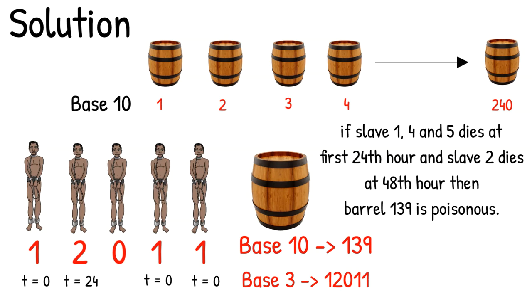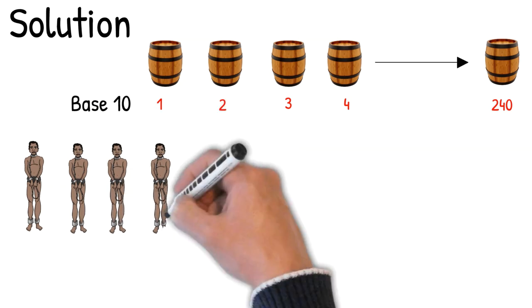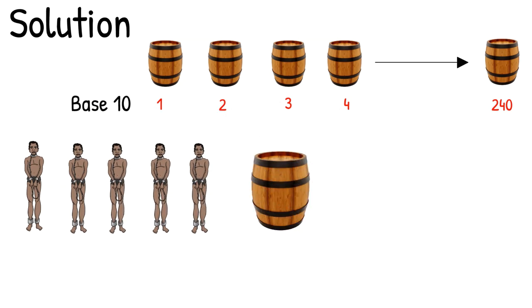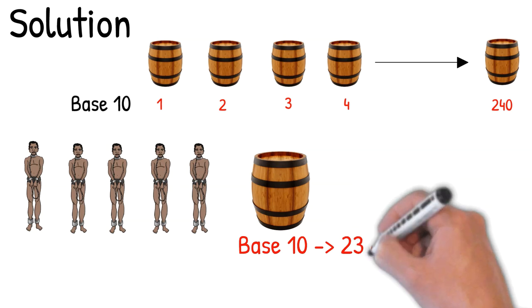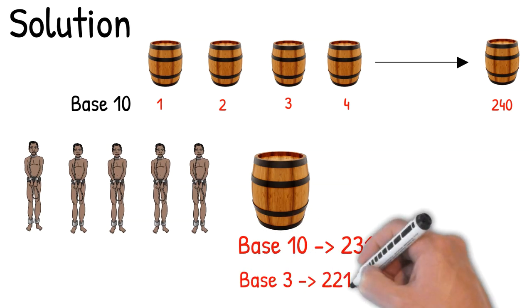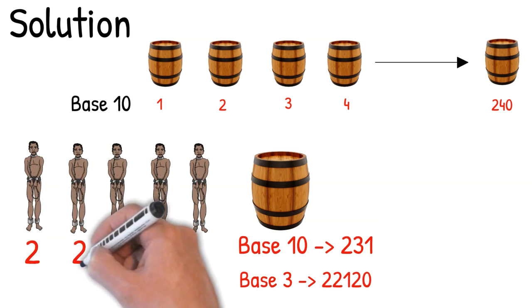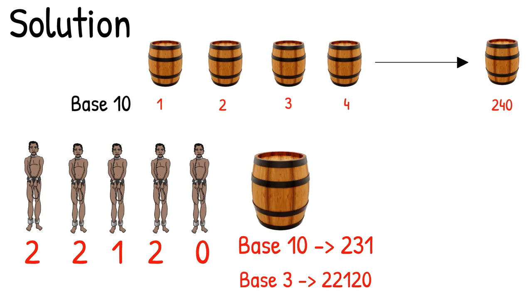Let's consider one more example. Now I am considering the barrel number 231. Here barrel number is 231, which is represented in base 10, and in equivalent base 3 representation it is 22120. Here fifth digit is 0, so don't feed slave 5 from this barrel.